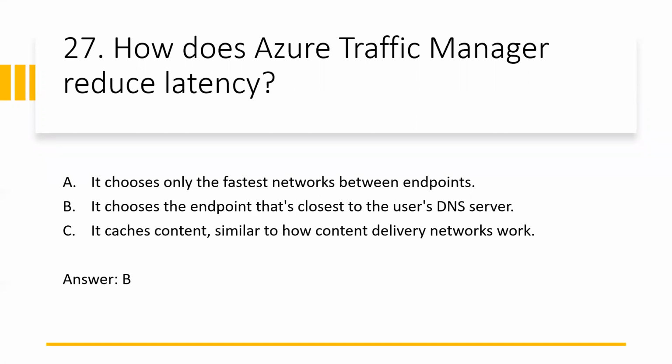So let's check the options. Option A, it chooses only the fastest networks between endpoints. No, that is not right. Option B, it chooses the endpoint that's closest to the user's DNS server. Yes, that's the right answer. Let's check option C, it caches content similar to how content delivery networks work. Option B is the right answer.